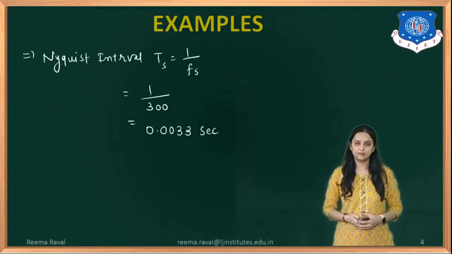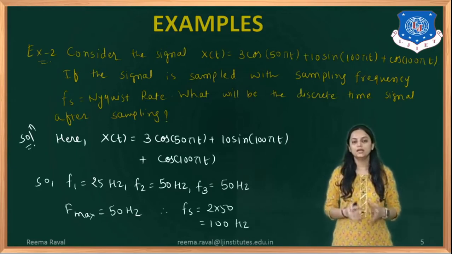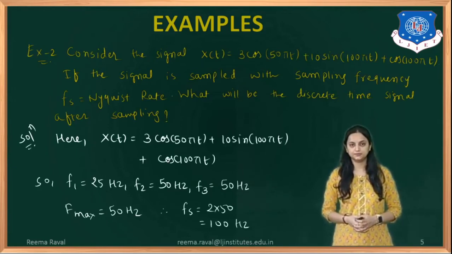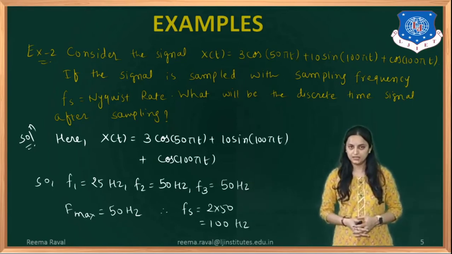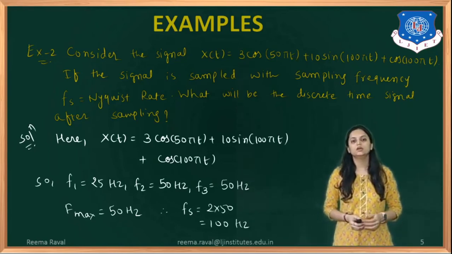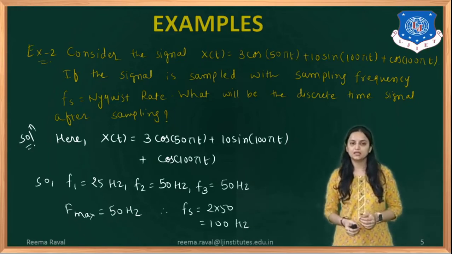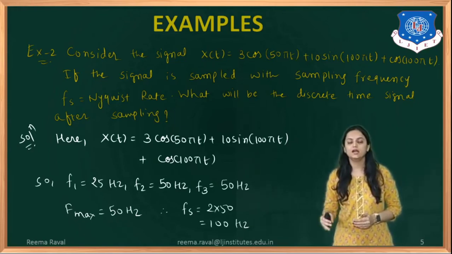Let us see one more example. So, here the data given to us is, consider the signal x(t) = 3 cos 50 pi t + 10 sin 100 pi t + cos 100 pi t.